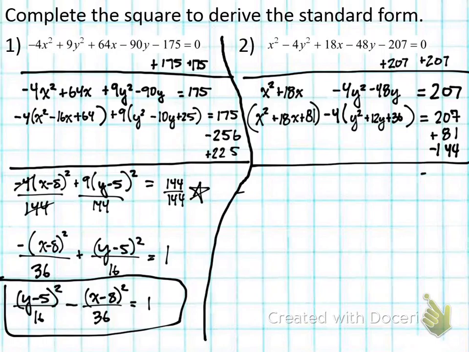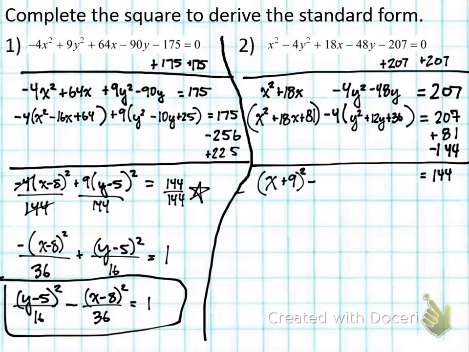Now let's draw a line across, and we're going to simplify. This right side, 207 plus 81 minus 144 is 144, correct. Okay, left side, what's this factored? What's this trinomial, x squared plus 18x? How would I factor that? Plus 9 squared. Okay, x plus 9 squared, good.